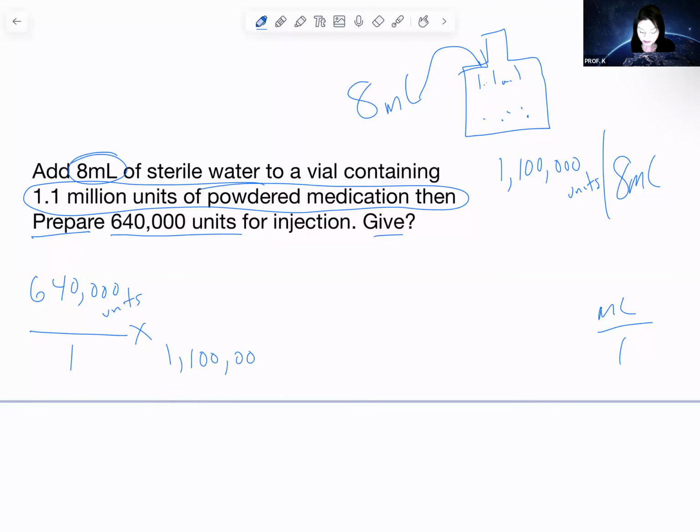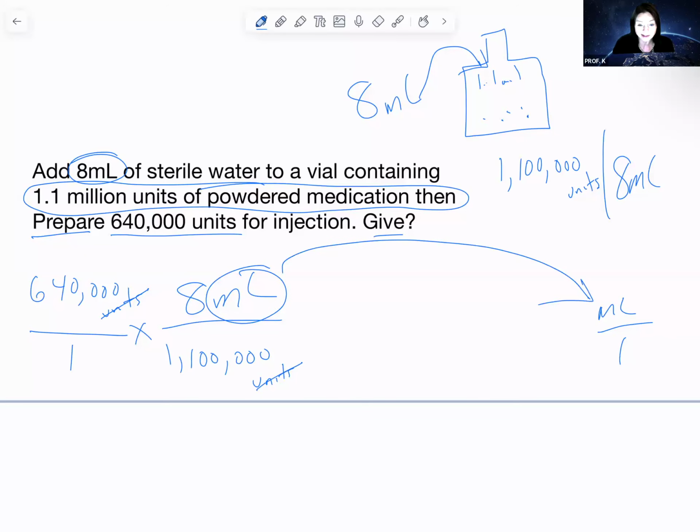1.1 million units in 8 milliliters. I cross off my units. It leaves me with milliliters in the numerator position. That's just what I want. Now it's just math. I got to cross off some zeros though. There's too many going on here. So I've got 1, 2, 3, 4 zeros. 1, 2, 3, 4 zeros. So now 64 times 8, or you can do it the long way. I'm going to do it the short way. 64 times 8 is 512. And 110 times 1 is 110. So 512 divided by 110 gives me 4.6545.